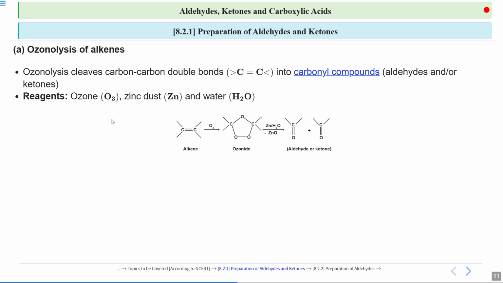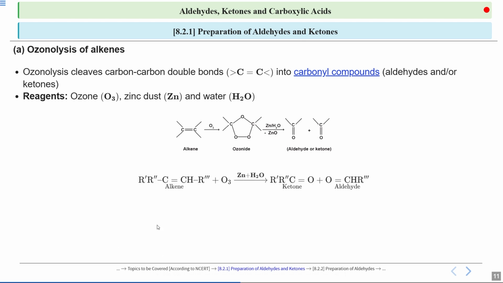Now I'll give you a simple trick to write your product from the reactant. If this is an alkene, just break this double bond. Give one oxygen to each of these carbons. So you get an aldehyde and a ketone. You get an intermediate which is ozonide, and see at the cursor on the screen, this bond breaks from here and this breaks from here.